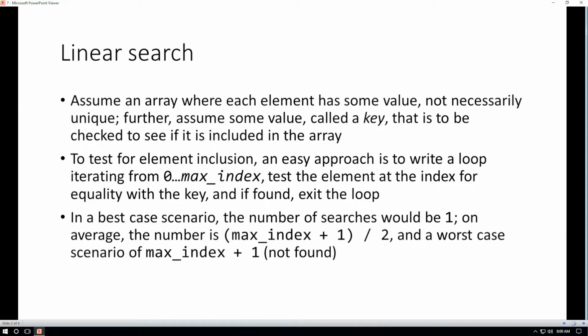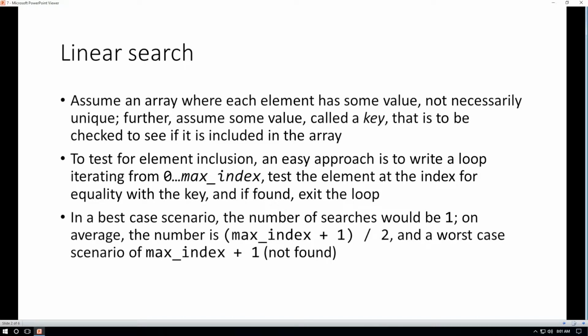We would start at index 0, go to 1, 2, all the way to maximum index. And if we find the element, we say the search was successful. Otherwise, we say it was unsuccessful, that we didn't find the element. In the best case scenario, the first element we search would be the one we're looking for. So that would be very fast. We would have this big array, we find it first try.